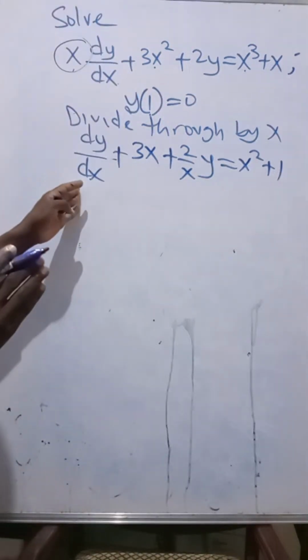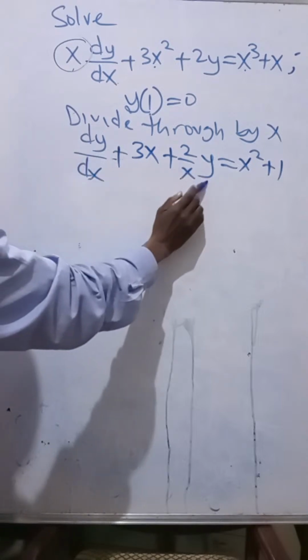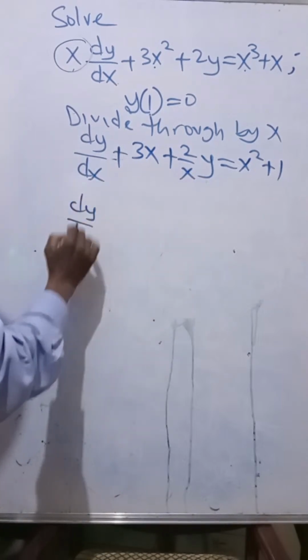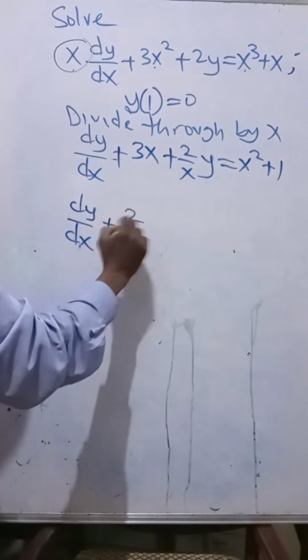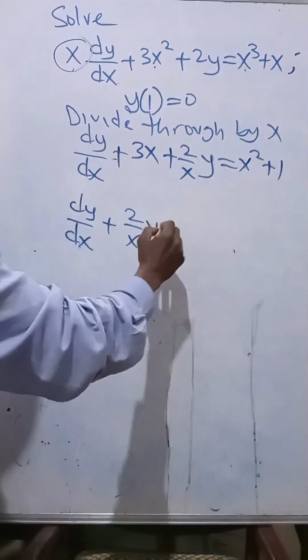So this is what we have now. What we are going to do now, this is linear. We can see your dy/dx, and you can see your y here. So I'm going to bring them together. dy/dx plus 2 over x times y. Bring all the x functions to one side, and that will be equal to what?